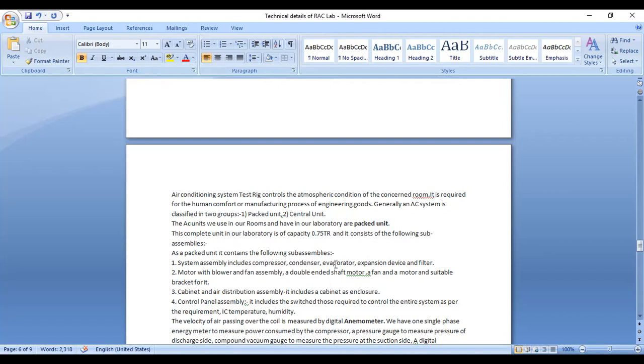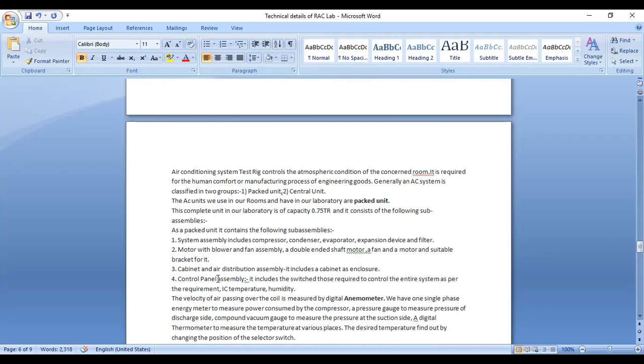The compressor is where the refrigerant is also placed. Compressor, condenser, evaporator, expansion device, and filter. Motor with blower and fan assembly: a double-ended shaft motor, a fan, and a motor and suitable body. So it has a fan for cooling the expansion device itself. Cabinet and air distribution assemblies, it includes a cabinet.